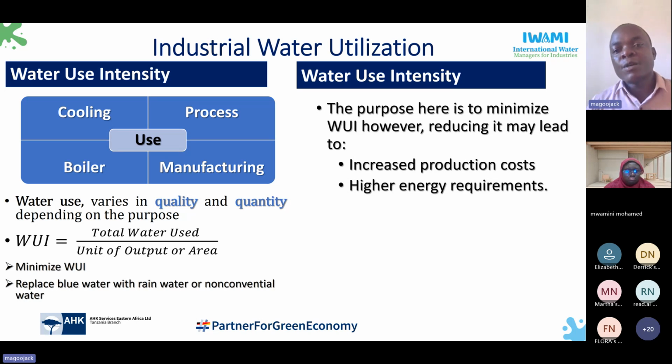So the purpose of the water use intensity is that we would prefer to minimize the water use intensity within the industrial setup. But reducing this water use intensity may, in another way, lead to increased production cost, because if you want to put non-conventional water into use, you will need technologies and systems for treating such water, and this may also increase the cost of production.